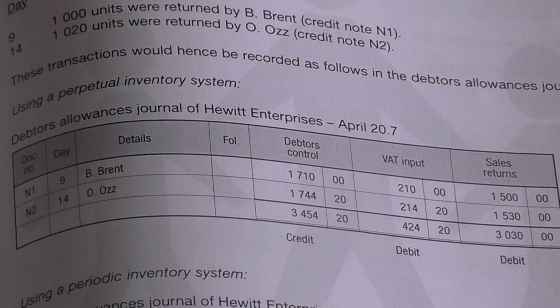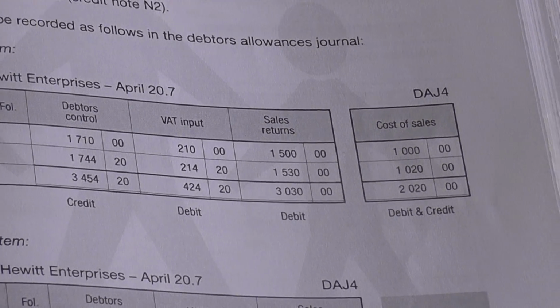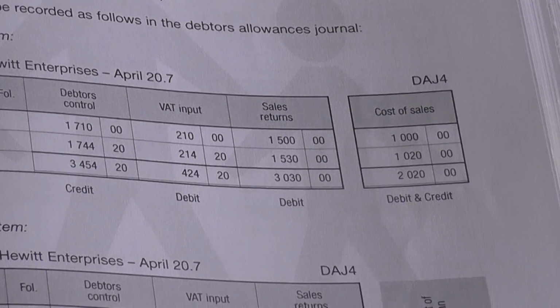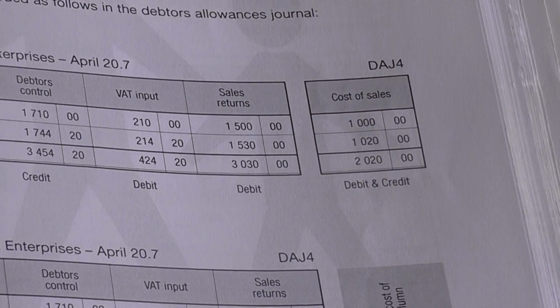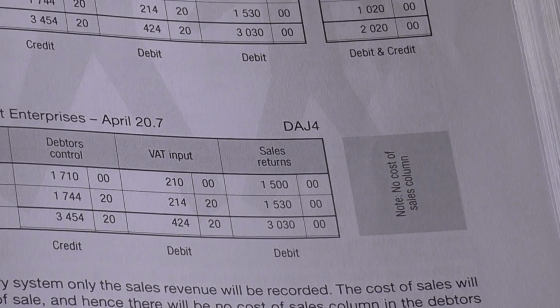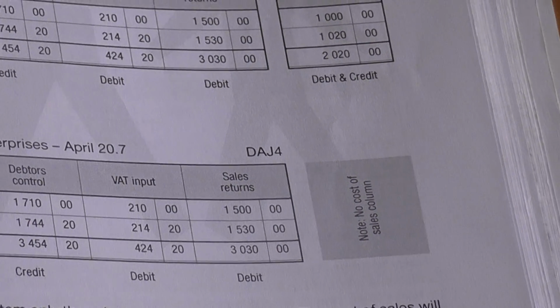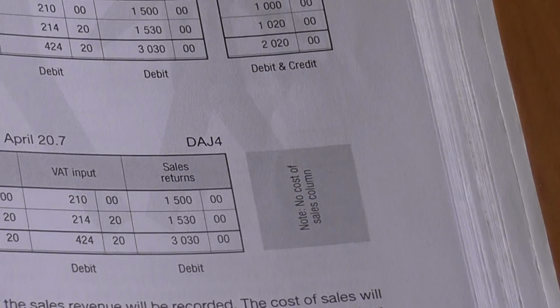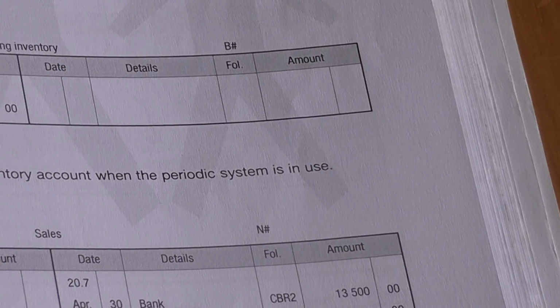Okay, this is the debtors allowance journal. Same story. Everything is calculated, sales returns, that all stays the same. You've got your cost of sales column on the perpetual. No cost of sales column under the periodic. So that is, in a nutshell, the only difference between the perpetual and periodic system.